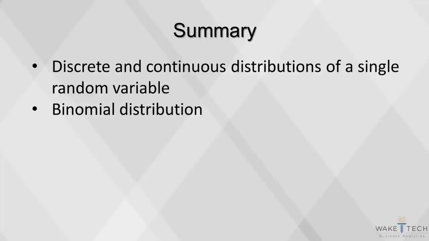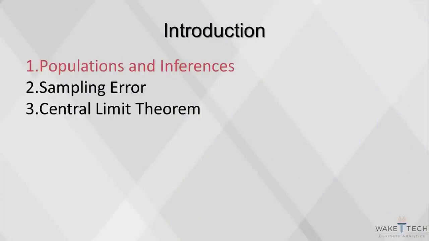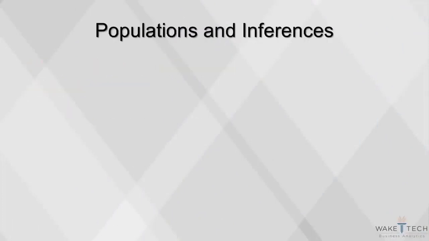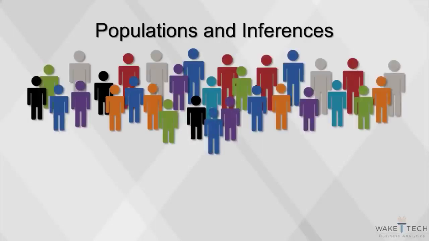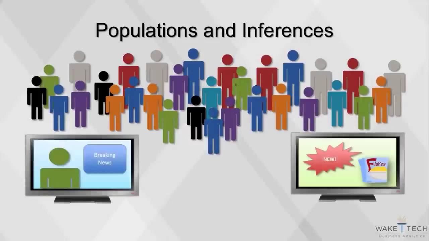Today we covered discrete and continuous distributions of a single random variable and the binomial distribution. The next video will cover populations and inferences, sampling error, and the central limit theorem. A population is the set of all members about which a study intends to make inferences. Here's a population of people. We'd like to study their television watching behavior to determine how many watch a particular show so we can decide whether to purchase advertising spots during this period of time.